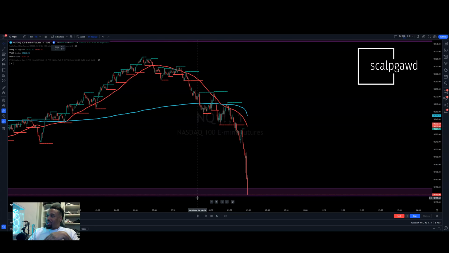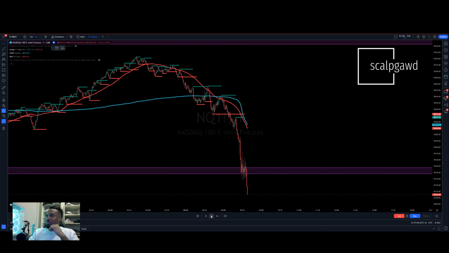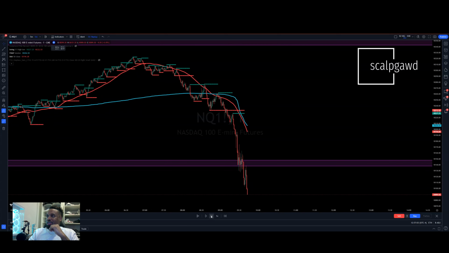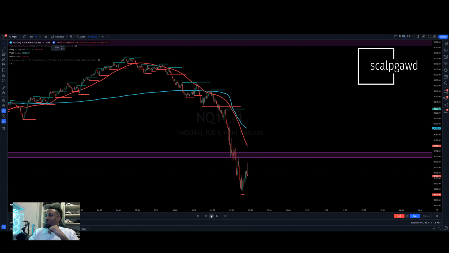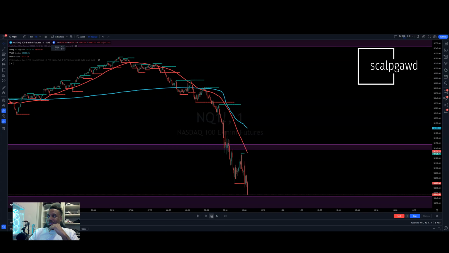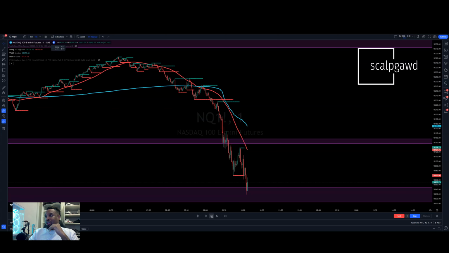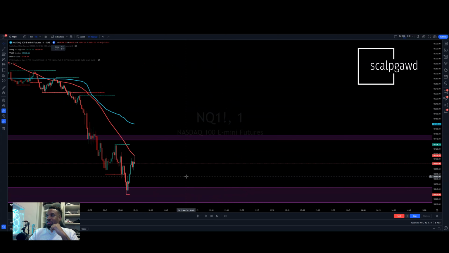So it did come down. It got a beautiful tap into our zone, and then price continued to chop around that area, and then it did drop a little bit more. The setup that we were looking for was letting all of this work itself out. It ended up getting down to another reversal zone before it actually reversed here.